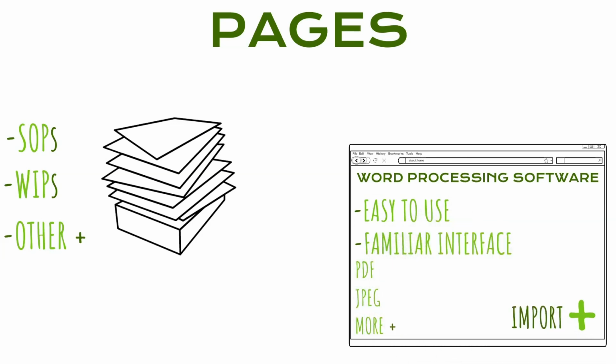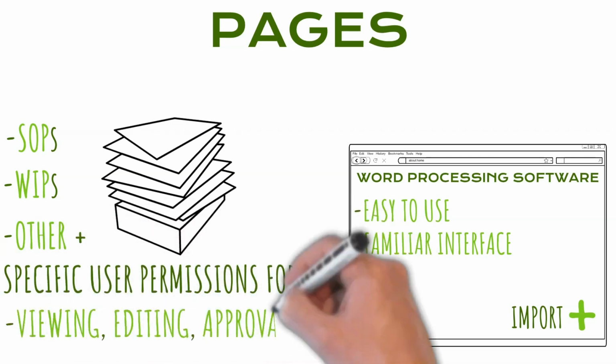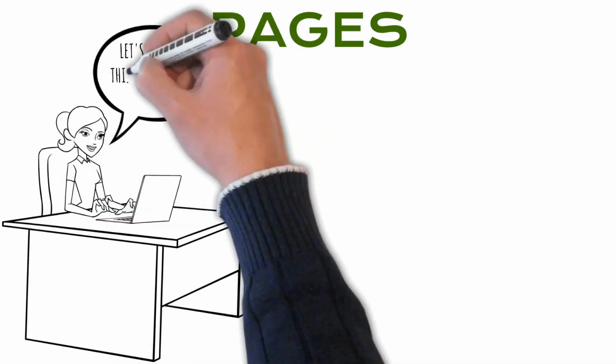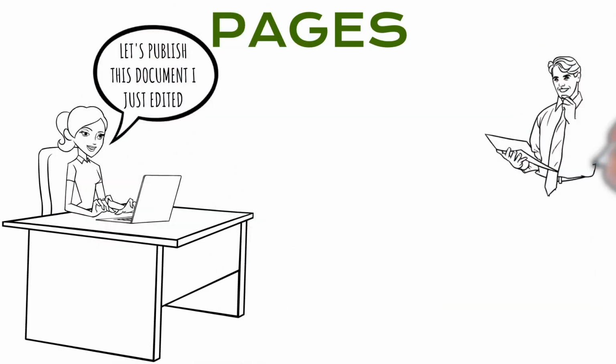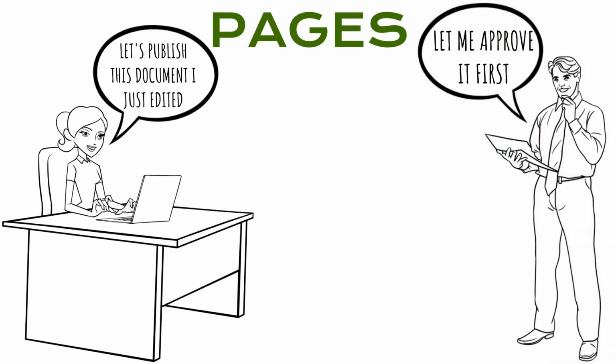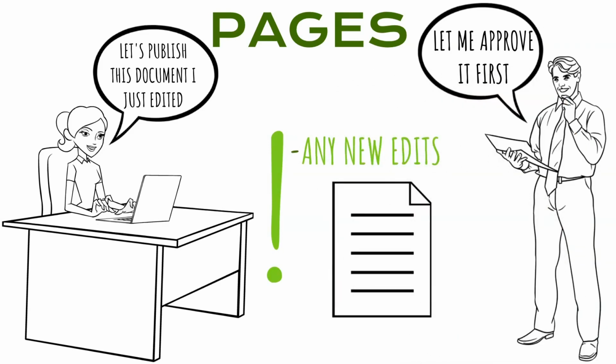Each page in the Knowledge module can have specific user permissions for viewing, editing, and approval. If a page that requires management approval is being edited, Canobi users will continue to see the older version of the document until the new edits have been approved. The approval system is built in. A user or group of users with the approver rights will automatically be notified of any new edits to a document. Only after changes have been approved will the new version of the document become visible to all users.